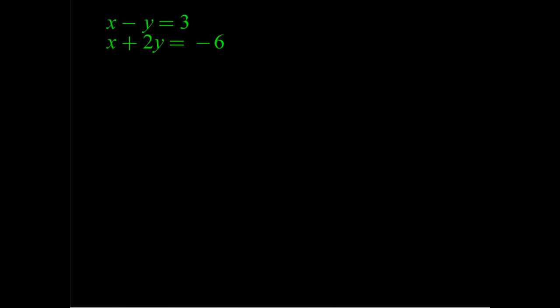I don't know if x or y equal anything right now, but this first one looks like x minus y is equal to 3. It looks like a pretty easy one to transform. So let's say x is equal to, and I'm going to add y to both sides, or take this negative y and put it on the other side. So I get x is equal to y plus 3.